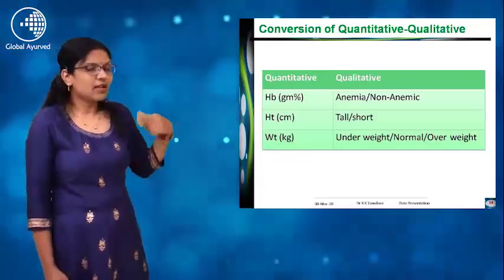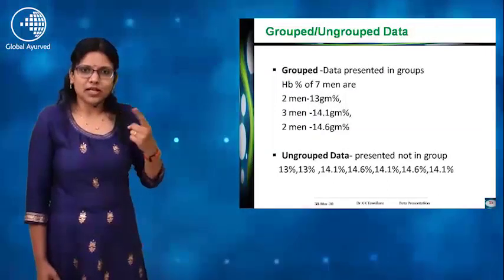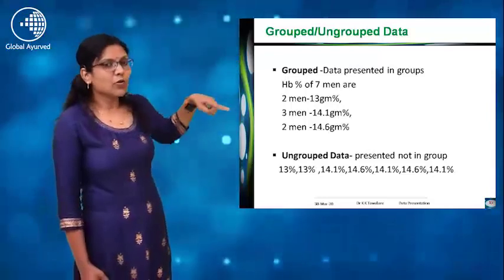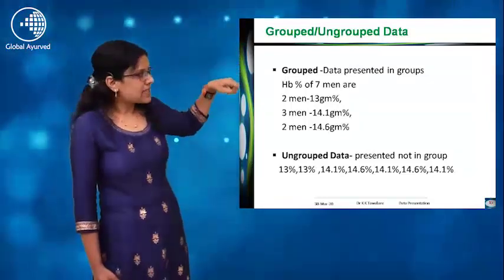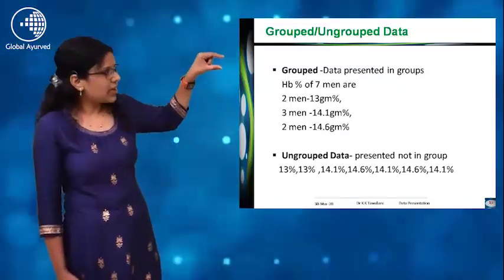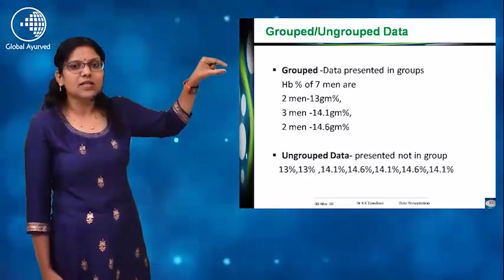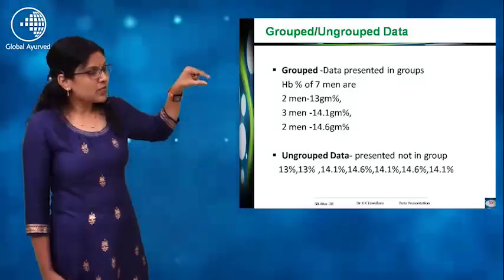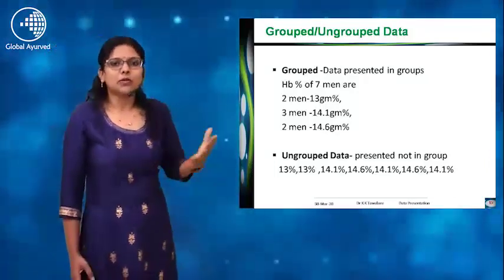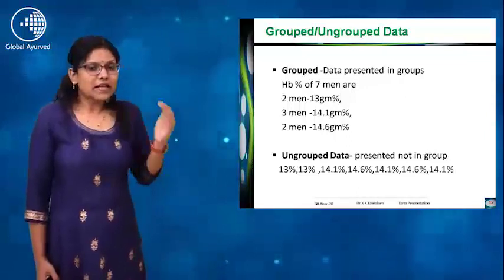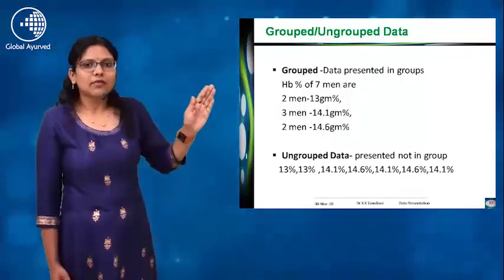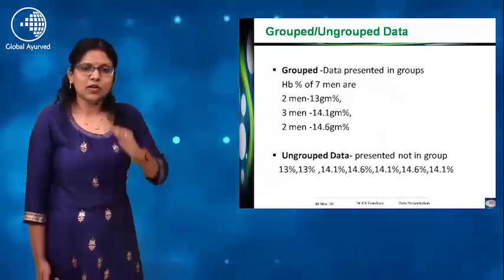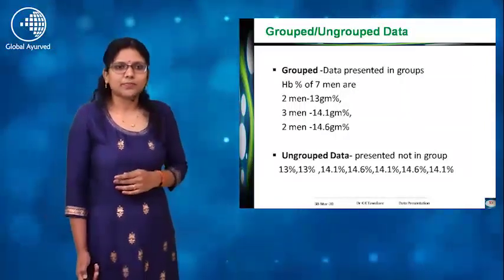Next, the further type of data is grouped data and ungrouped data. Grouped data means data presented in groups. Hb of 7 persons, we see here we made some groups. 2 persons have Hb 13 gram percentage, 3 persons 14 gram percentage and 2 persons 14.6 gram percentage. In ungrouped data, how will the same data look? 13, 13, 14, 14, 14, 14.6, 14.6, just like this. So grouped data and ungrouped data.